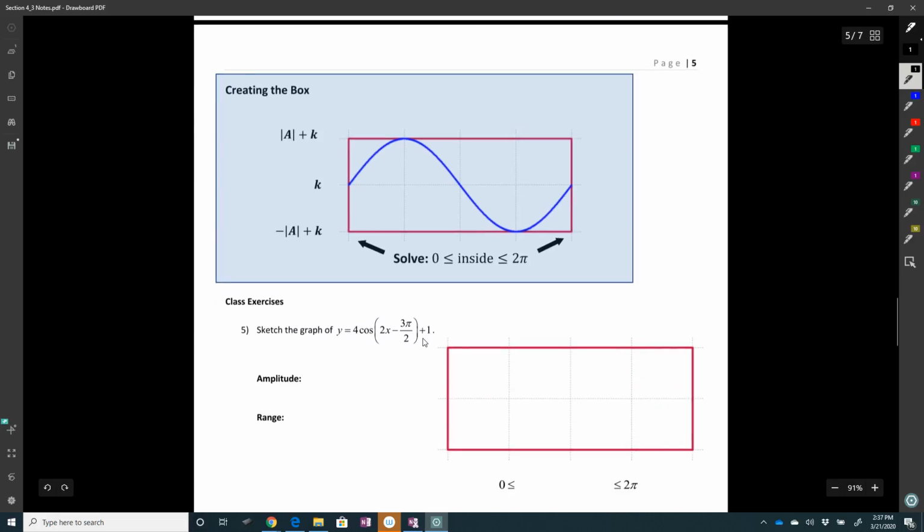So I want to move on to page 5, which is creating the box. I went really slow when I did every example up till now. When you're doing this, usually you're just going to focus on creating the area where your trig function is, and your trig function can always be located within a box. The upper and lower bounds for your box are really easy. It's just the amplitude plus the shift. Remember, this k is your vertical shift.